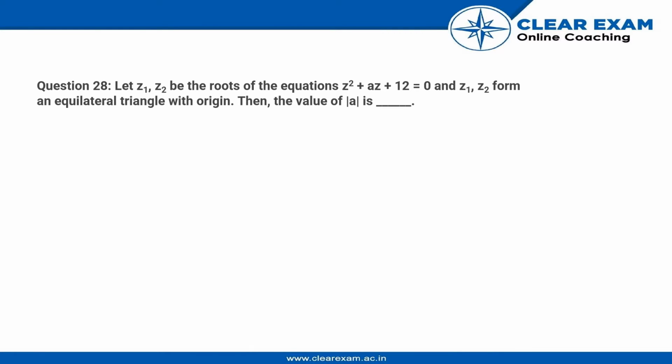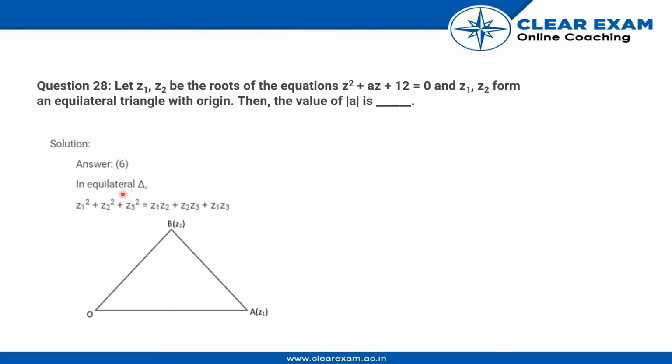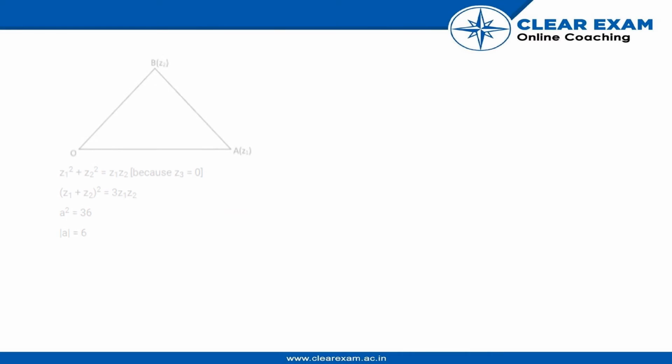Now here we know that when complex numbers form an equilateral triangle, the equation satisfies the equality, that is z1 square plus z2 square plus z3 square is equal to z1 z2 plus z2 z3 plus z1 z3. Now this is when we have 3 points and they make an equilateral triangle. Now we know that one point out of them is the origin, so let's take z3 to be the origin. So all the other terms get 0 or cancelled, and this is the term that's remaining.